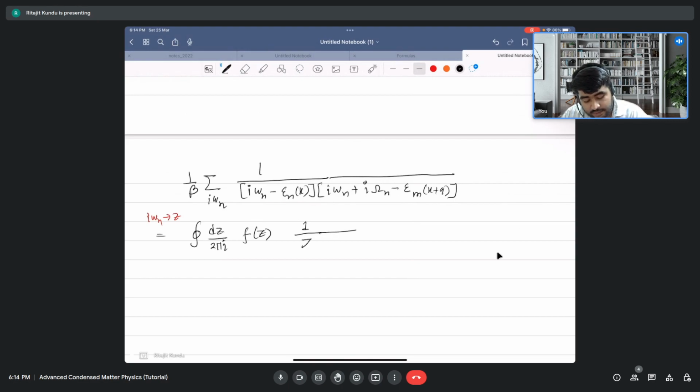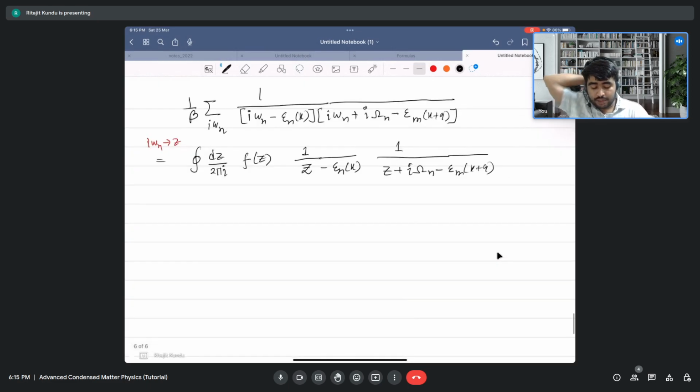So the first term becomes z minus epsilon n k. Okay, so the first term is just this one. I have just replaced I omega n by z. And similarly, the second term is 1 by z plus I capital omega n minus epsilon m k plus q. Okay, so this is very simple, right?